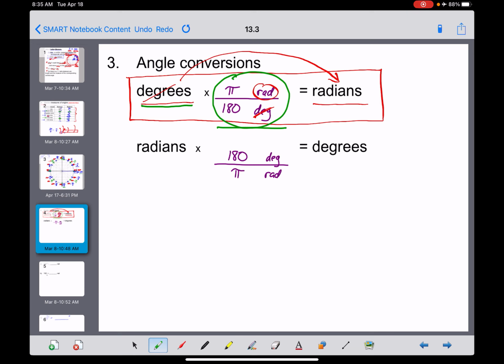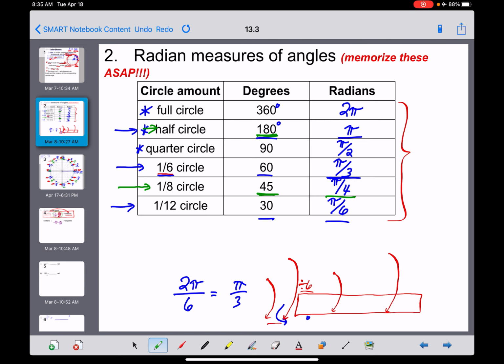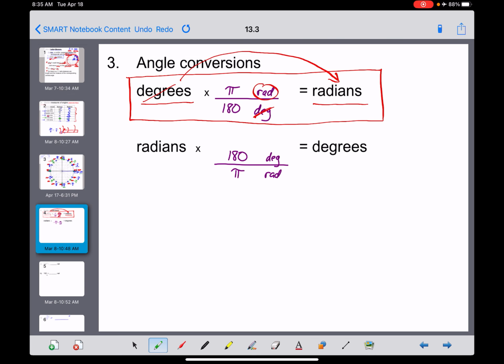All we're doing is converting the units from degrees into radians, but we're not changing the value of the number. That's a key concept you're going to need to know if you study chemistry or physics, because you do a whole lot of unit conversions in those two subjects. So that's the formula for how to convert from degrees to radians.